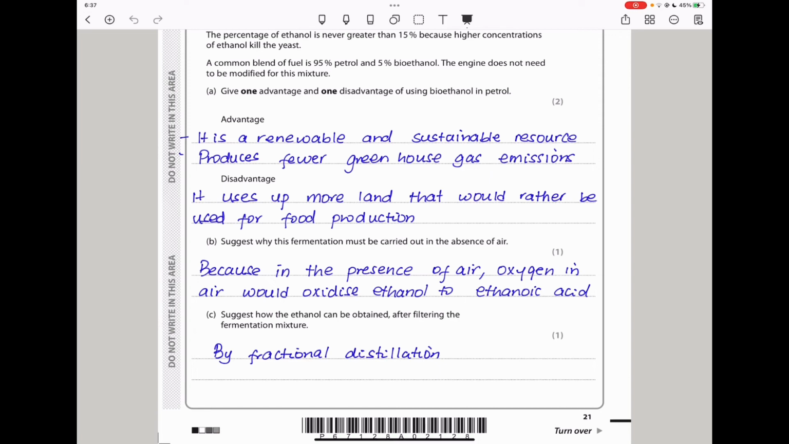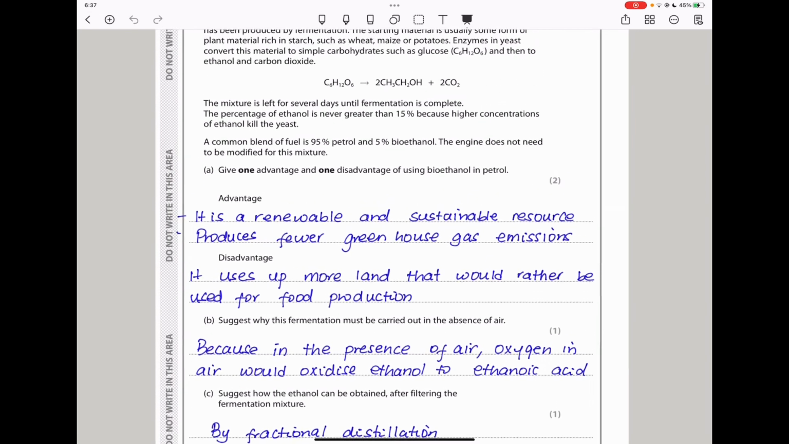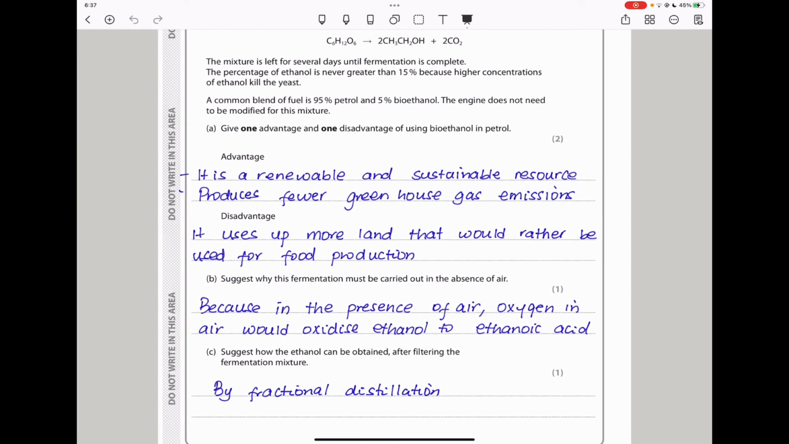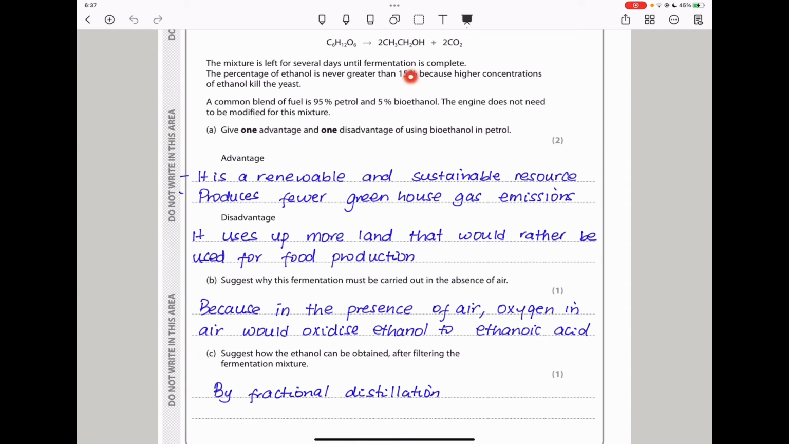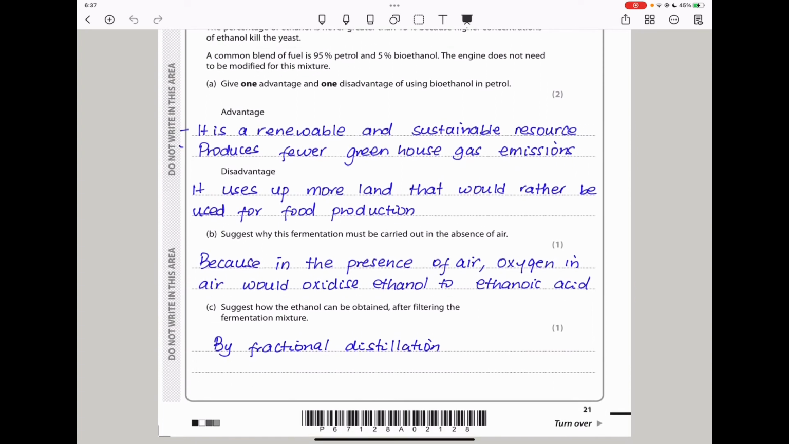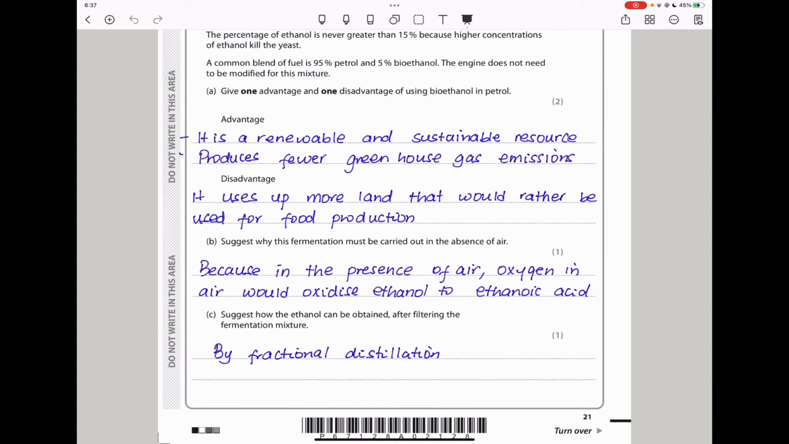We could use fractional distillation to obtain the ethanol after filtering the mixture, because ethanol could come off with some other products since they say the yield is going to be about 15%. So at the end of the reaction, we're going to have some other organic molecules that are not ethanol. We know the boiling point of ethanol, so we will collect the distillate at the appropriate temperature, and that will be how we can separate it.